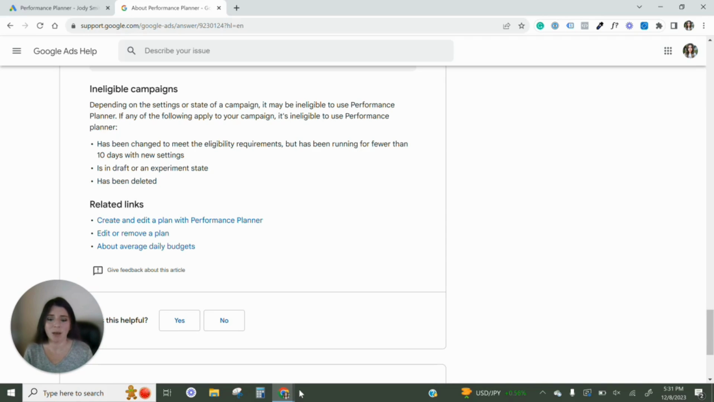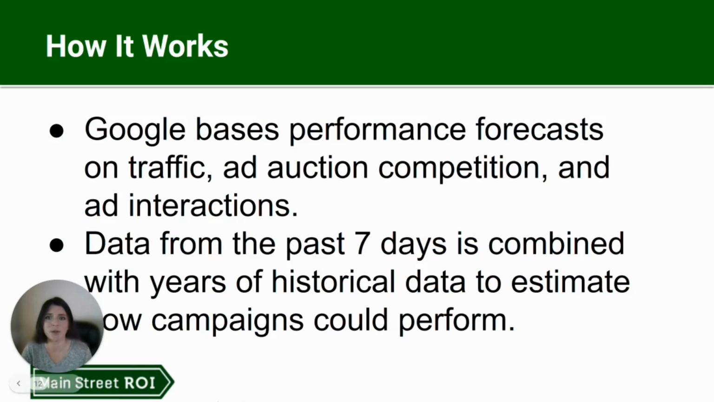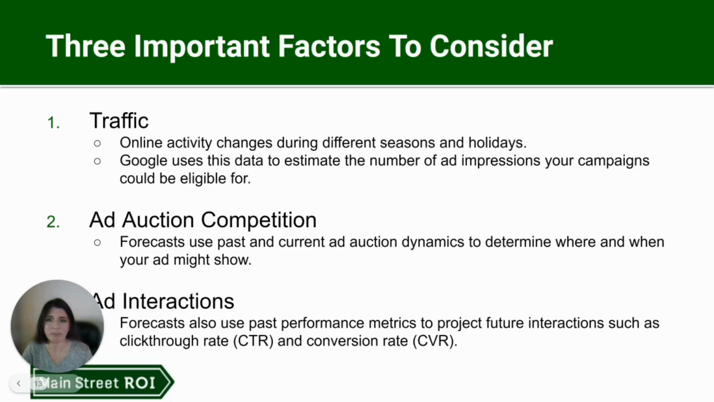So we'll just hop back to our presentation here. So how does Google's Performance Planner work? The performance forecasts are based on traffic, ad auction competition, and ad interactions. It uses data from the past 7 days, and it combines it with the years of historical data that Google has in its server to estimate how your campaigns could perform.